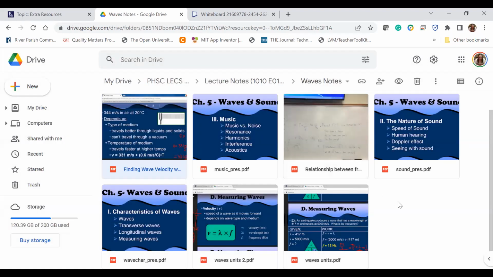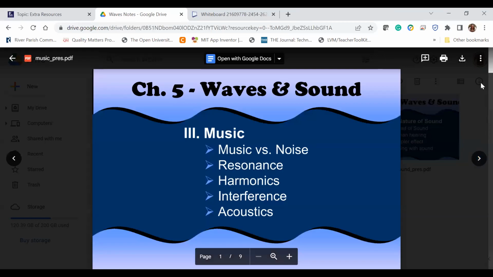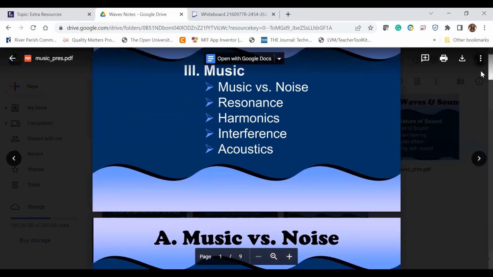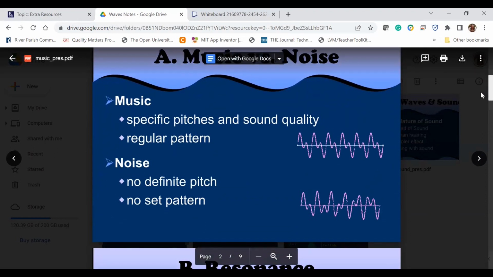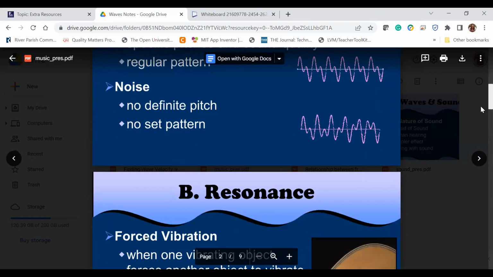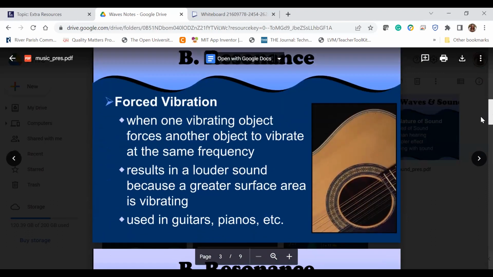I have some other notes in this packet that are good if you want to learn more about things like music, noise, resonance, harmonics, interference, and acoustics. We don't really dive deep into that too much. Resonance is one of those things that we do focus on. I covered it a little bit in the previous packet.